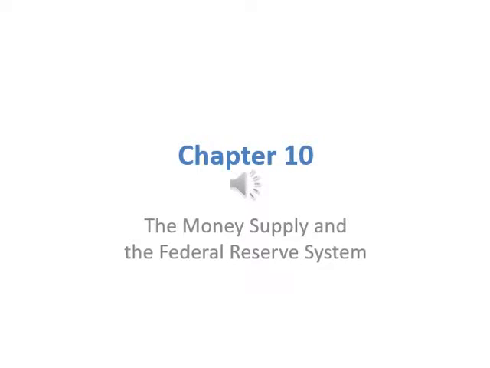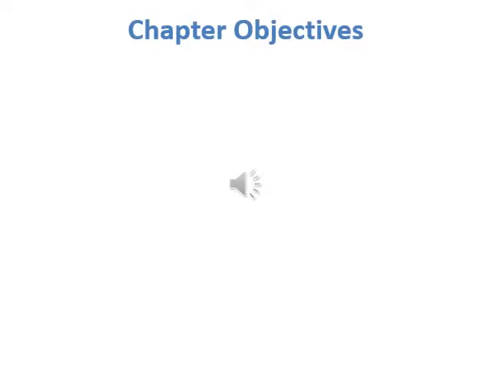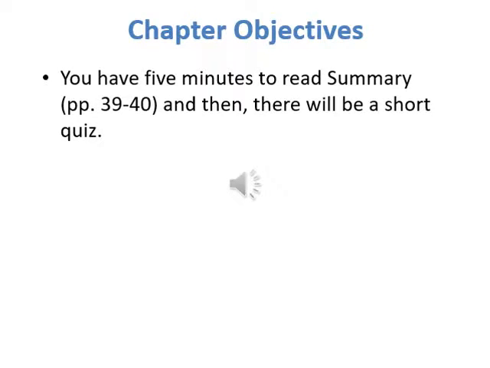Chapter 10. The Money Supply and the Federal Reserve System. Chapter Objectives. You have 5 minutes to read the summary, pages 39 to 40, and then there will be a short quiz.